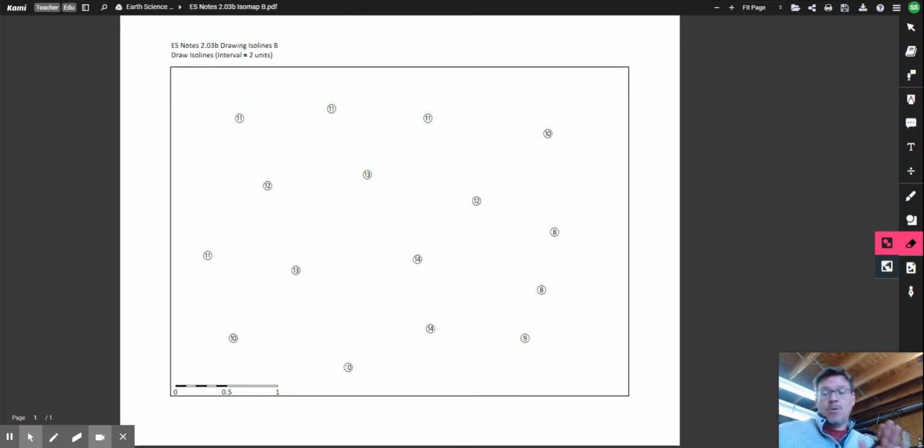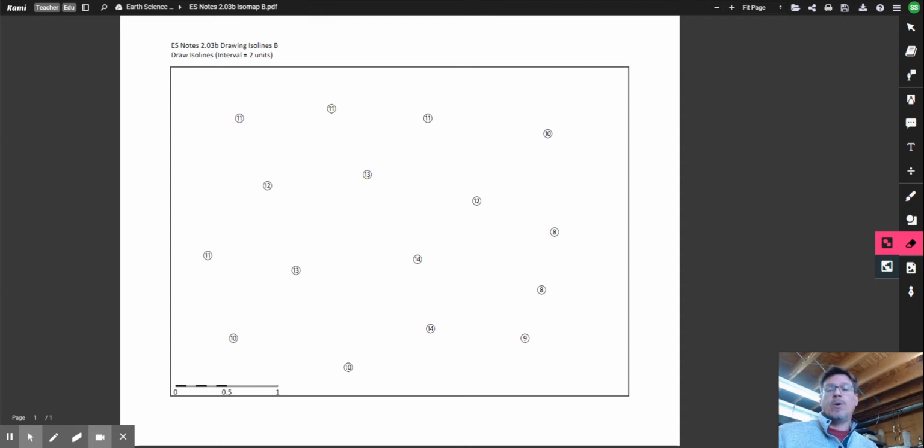All right, so we've done one map where we drew isolines. So we're going to be doing this again, and we're going to see a little bit different how isolines work. So again, isolines are lines that connect points of equal observed or inferred value. They go by intervals, some kind of counting number. In this case, we're going to go by interval of 2.